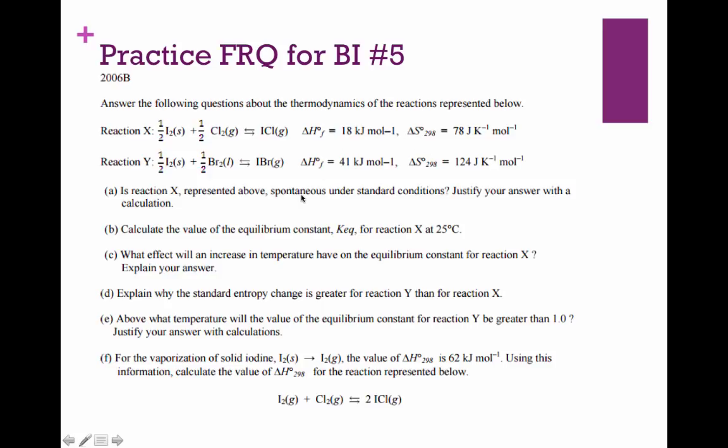So if you're looking for something to be spontaneous, what should you calculate? Delta G. So calculate delta G, and then based on your delta G, make sure that you actually answer the question. Make sure you actually answer if it's spontaneous or not. And then calculate the value of the equilibrium constant for the reaction. Well, once you know delta G, you have an equation on your equation sheet that lets you calculate K. And then what effect will an increase in temperature have on the equilibrium constant?